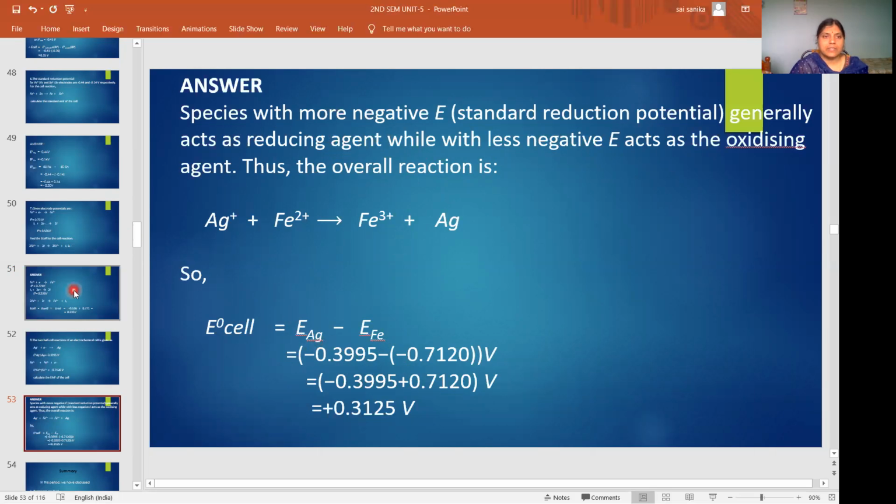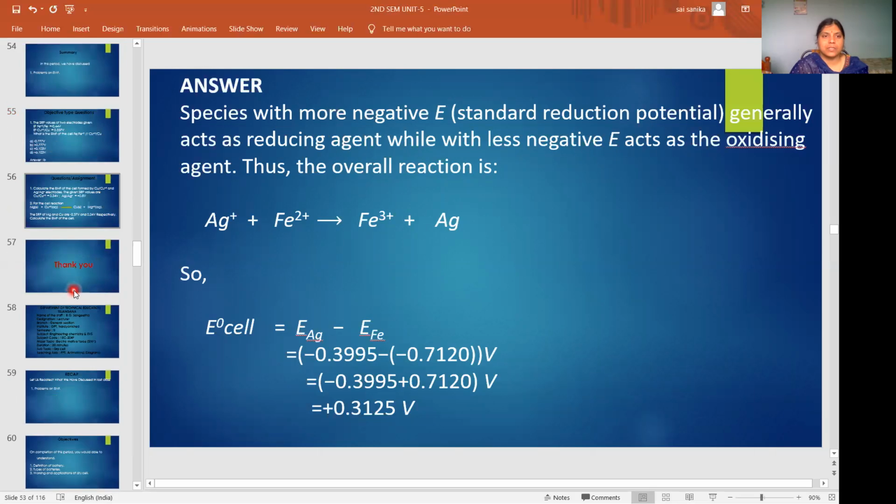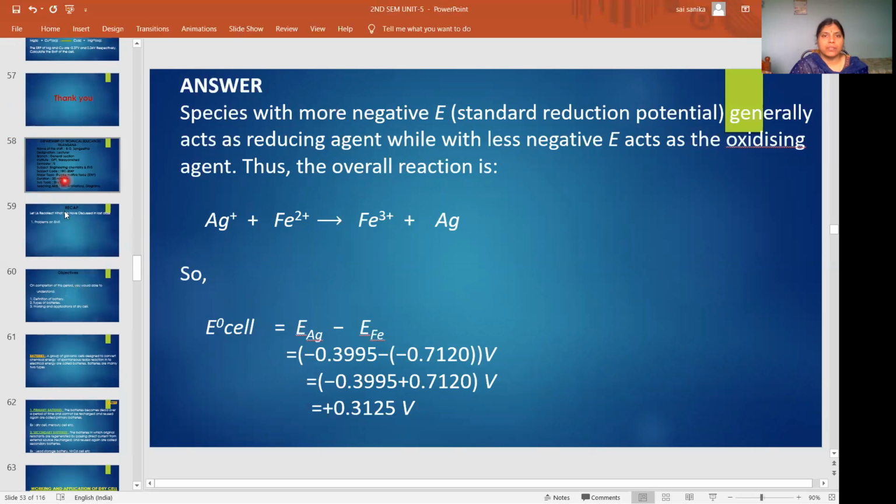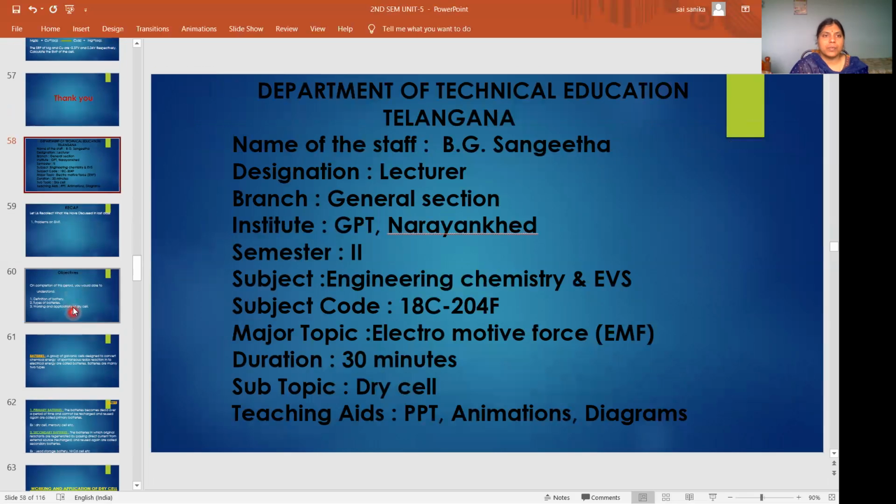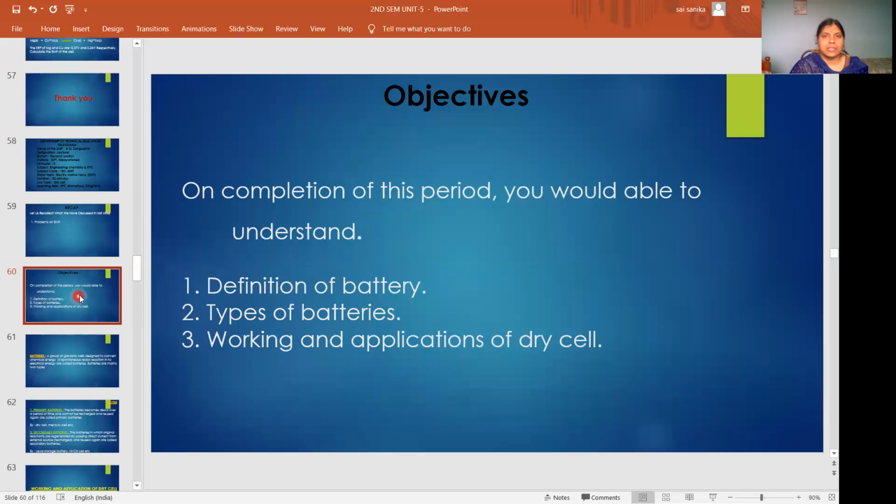In the last class we discussed a few problems based on EMF. Today our topic is the dry cell. So what are the objectives? On completion of this period you will be able to understand the definition of battery, types of batteries, and the working and applications of dry cell.